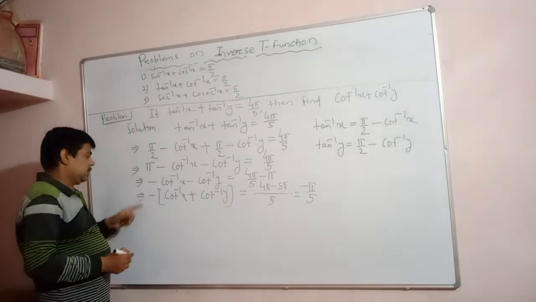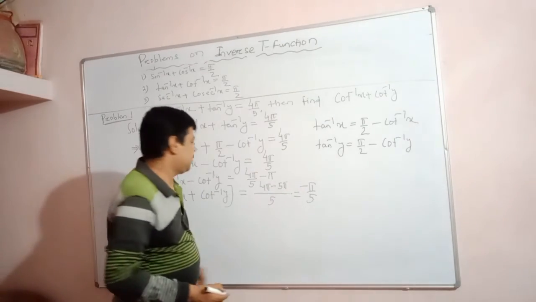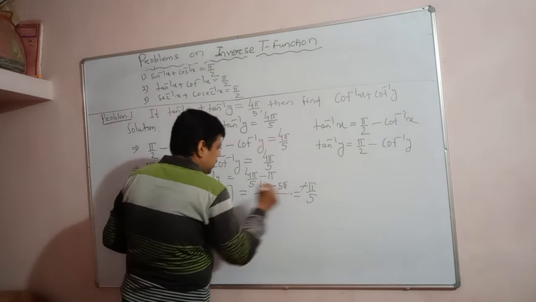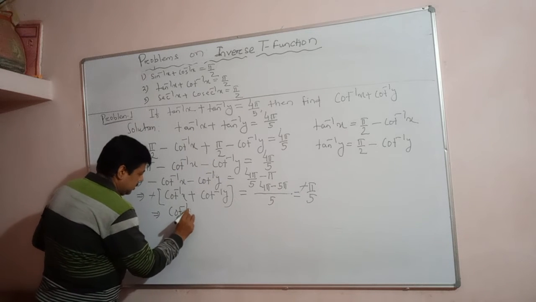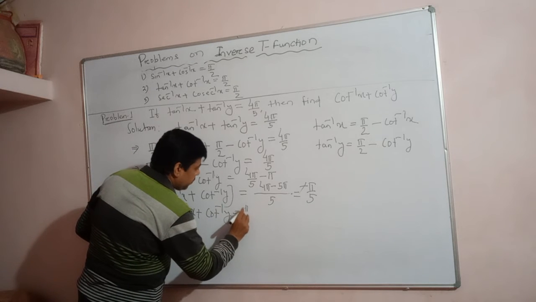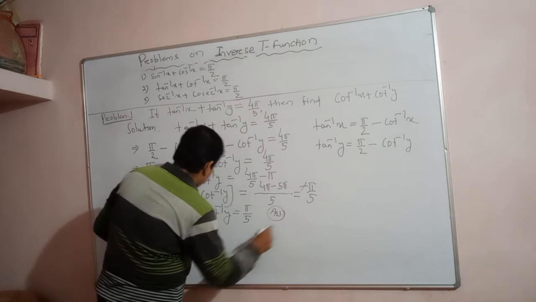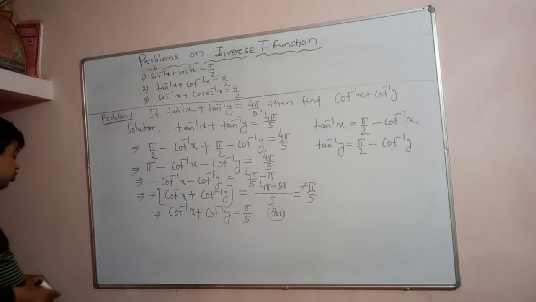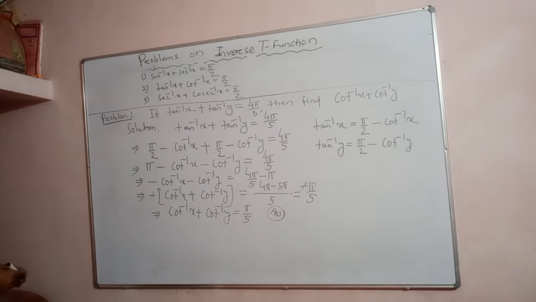Clear? So this minus of cot inverse of x plus cot inverse of y is equal to minus pi by 5. Can I cancel the minus sign on both sides? So after that you will get cot inverse of x plus cot inverse of y is equal to pi by 5. And this is the required value of cot inverse of x plus cot inverse of y. Is it clear? Have all understood now? Let us note down.